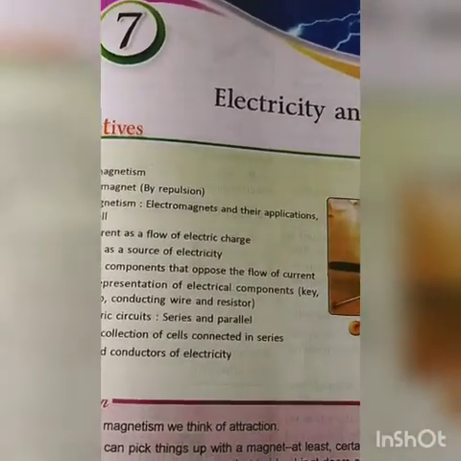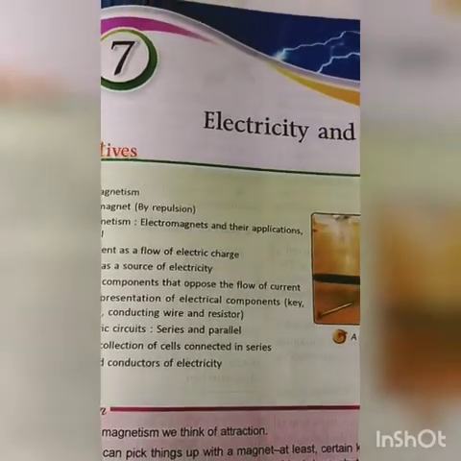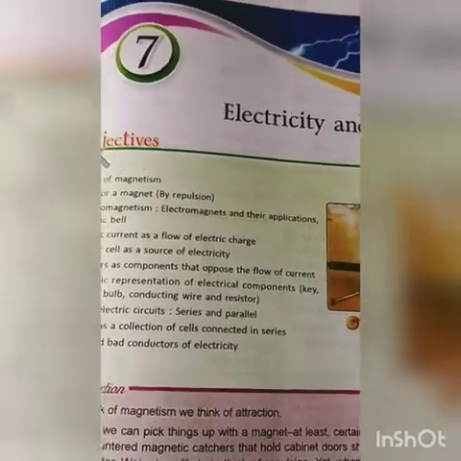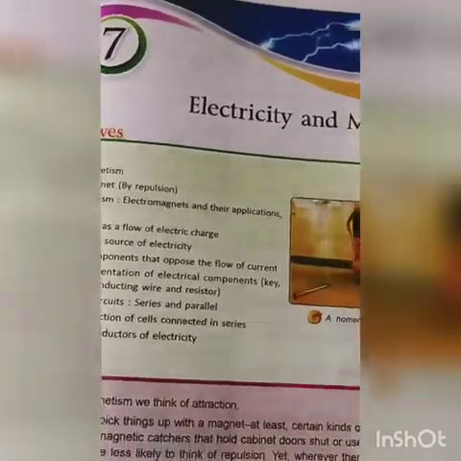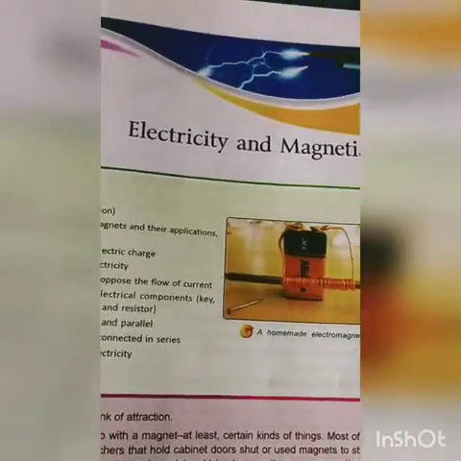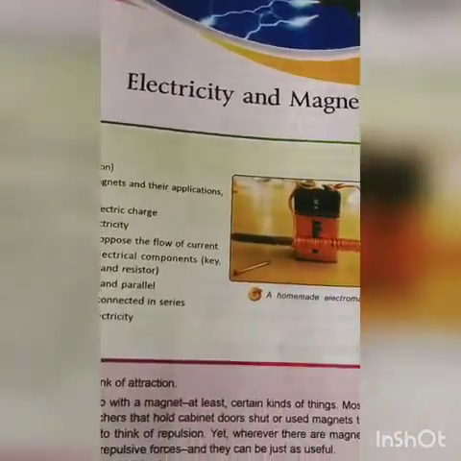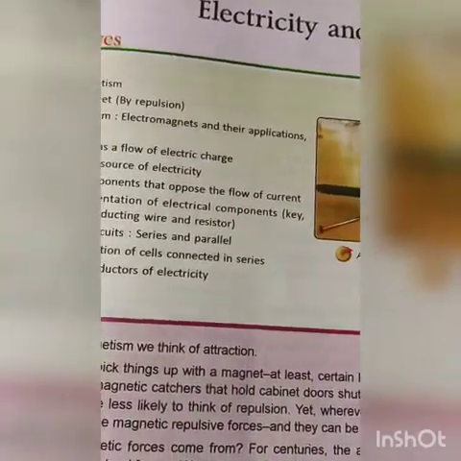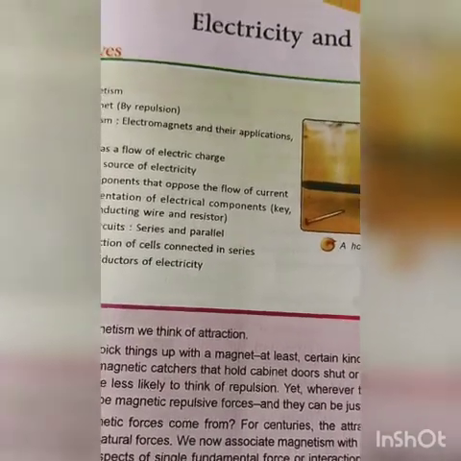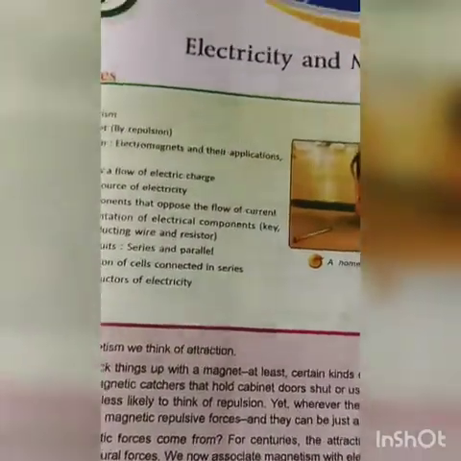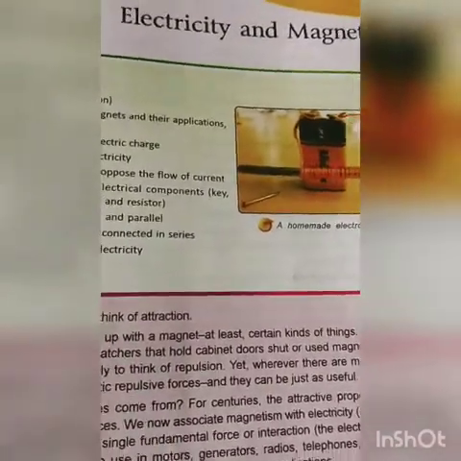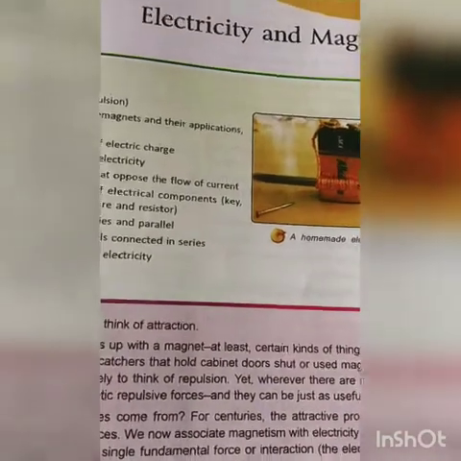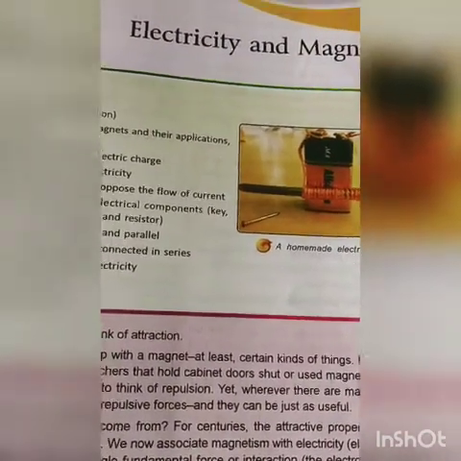Okay, let us look at chapter 7 and try to finish it as soon as possible because we do not have much time left. So that is electricity and magnetism. You must have seen a magnet. You must have actually played with a magnet. But you must know that where there is electricity, there is also magnetic property simultaneously with it.